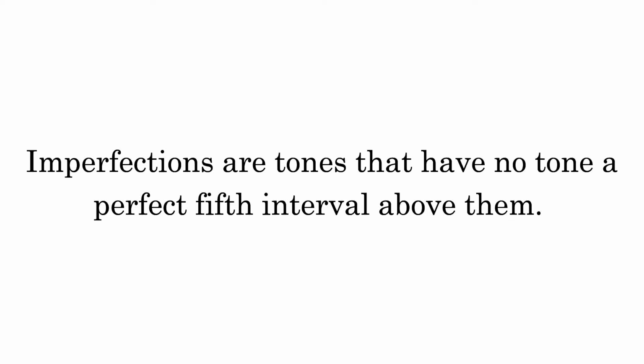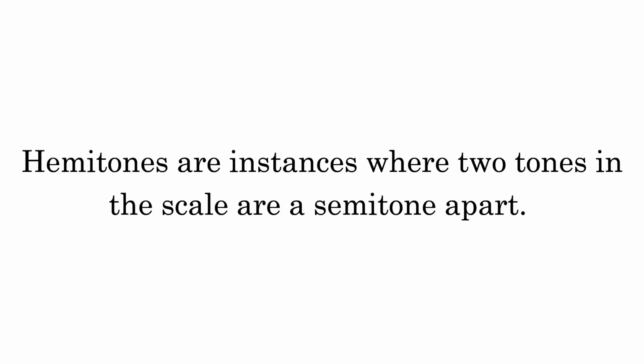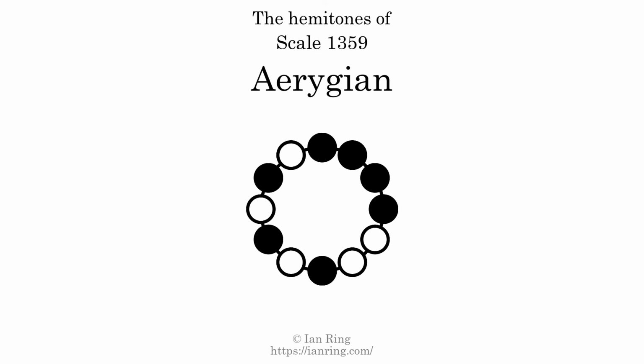Imperfections are tones that have no tone or perfect fifth interval above them. This scale has 3 imperfections. They are at positions here, here, and here. Hemitones are instances where 2 tones in the scale are a semitone apart. This scale has 3 hemitones. They are at positions here, here, and here.